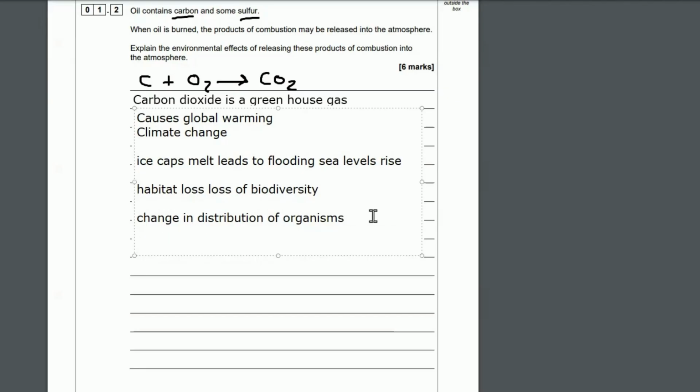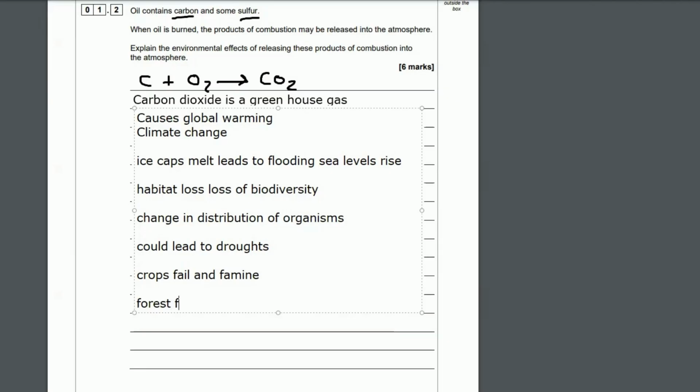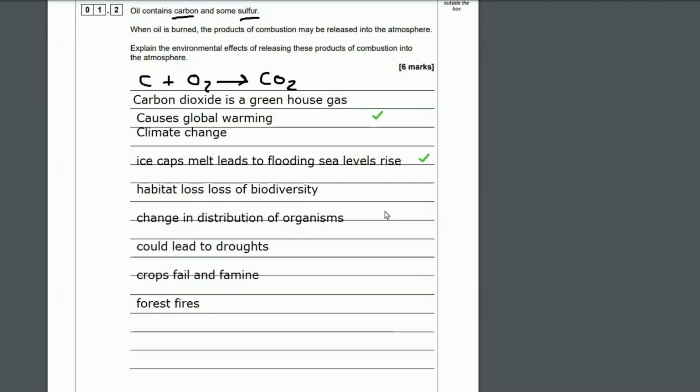But also global warming could lead to droughts. Now, I know that always sounds a bit weird when you're talking about flooding, but some parts of the earth are just going to get warmer and drier, could lead to droughts. Crops fail, and famine. Famine is when there's not enough food to feed people and people starve to death. So pretty grim stuff. So crops fail, famine, forest fires, again, loss of habitats, etc. Now that is all I've just been banging on about carbon dioxide, and you can pick up at least 4 marks here for any of these 4 points. Will grab you 4 marks.